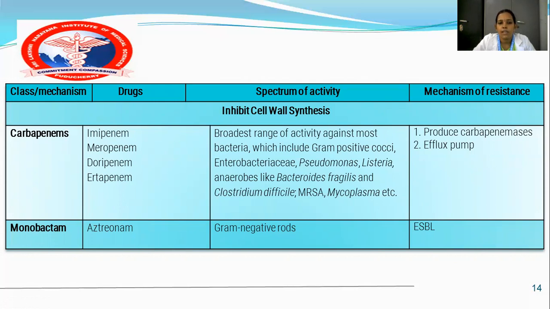So carbapenem has the broadest range of activity against most bacteria, which include gram-positive cocci, the Enterobacteriaceae family, Pseudomonas, Listeria, anaerobes like Bacteroides fragilis and Clostridium difficile. So this is MRSA, Mycoplasma, etc.